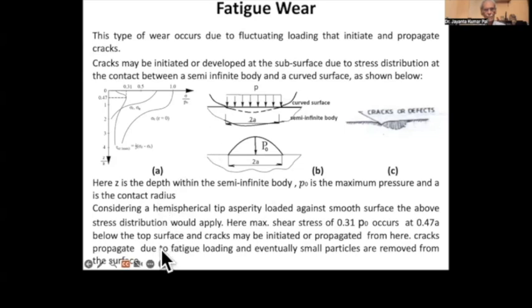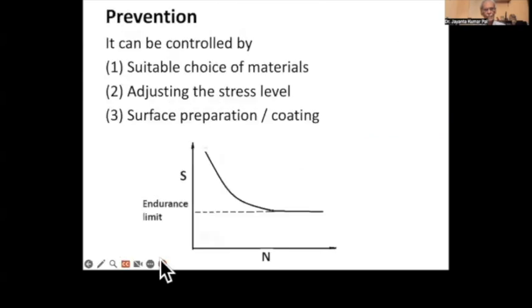So then, what is the way to prevent it? The easiest way of preventing this is to stop the fluctuating load, but that may not be possible all the time because fluctuating loads are part of the design system.